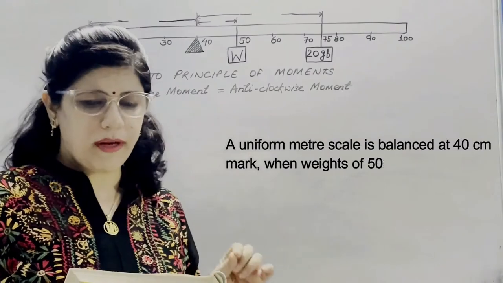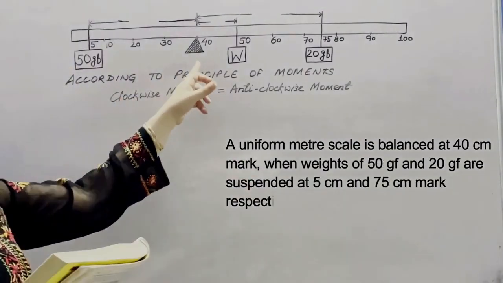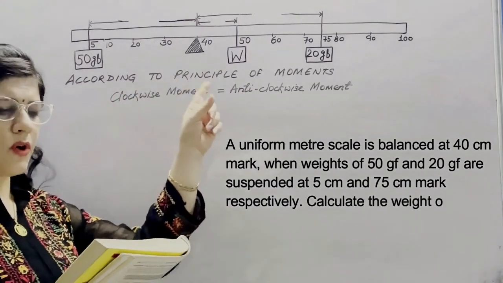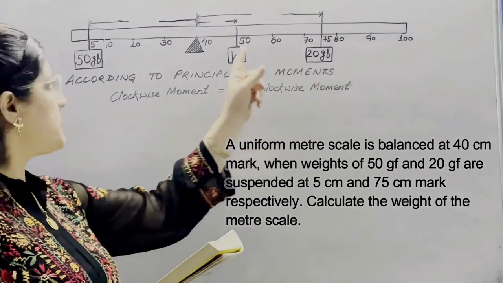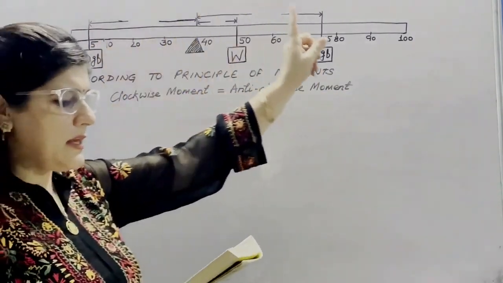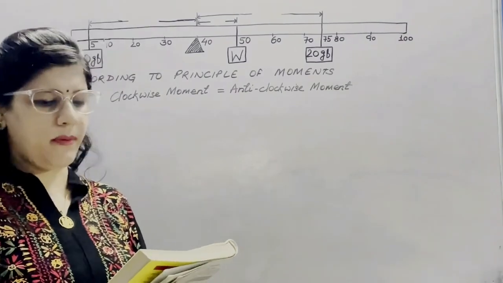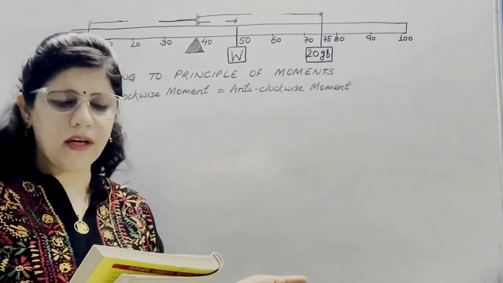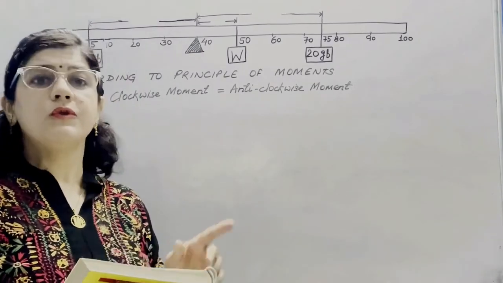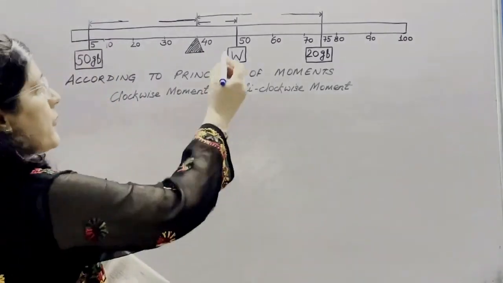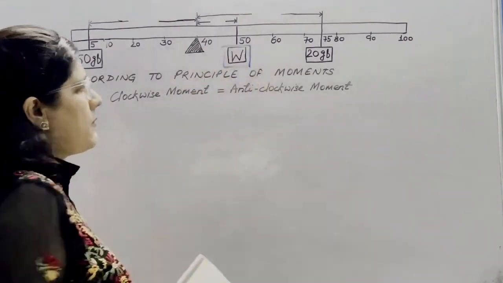Now in our next numerical, a uniform meter scale is balanced at 40 centimeter mark when weights of 50 gf and 20 gf are suspended at 5 centimeter and 75 centimeter mark respectively. Calculate the weight of the meter scale. As we have recently discussed, because this is a uniform meter scale, its weight will act at 50 centimeter mark. This is our weight.